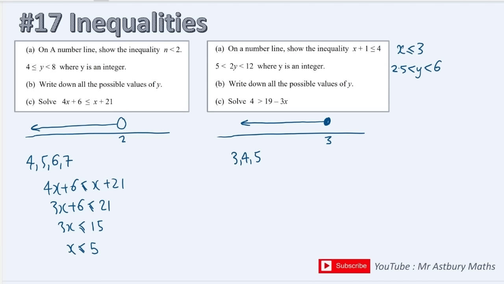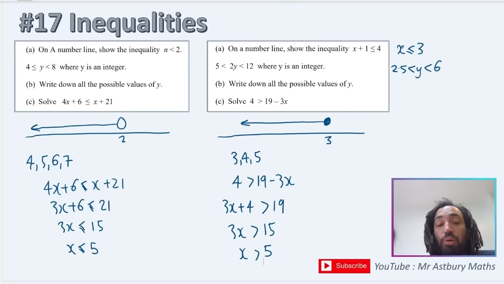And then lastly, to solve this inequality, I have to be really careful, because whenever I have a negative x, I should move it to the other side to make it a positive. So I'm going to add 3x to the other side, like this. I'm going to subtract 4, and then I'm going to divide through by 3.